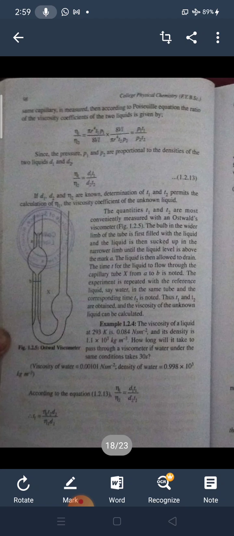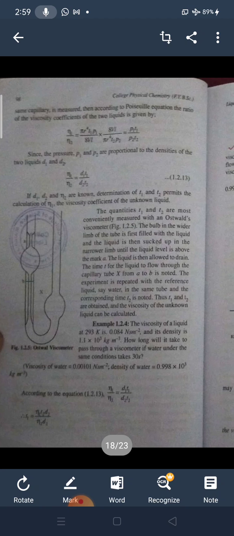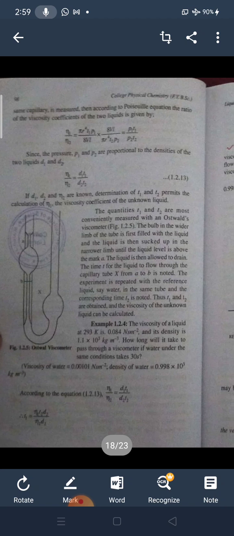In the Ostwald viscometer, the bulb in the wider limb of the tube is first filled with the liquid, and the liquid is then sucked up in the narrow limb until the liquid level is above the mark A. The liquid is then allowed to drain. The time t for the liquid to flow through the capillary tube from this mark to the lower mark, we have to note. We do this for a number of solutions, and from that we can calculate the viscosity of the unknown liquid.